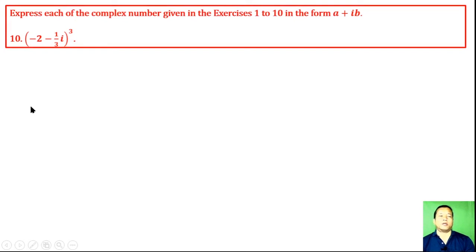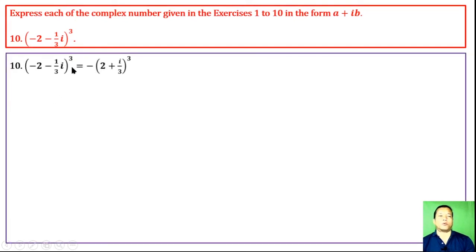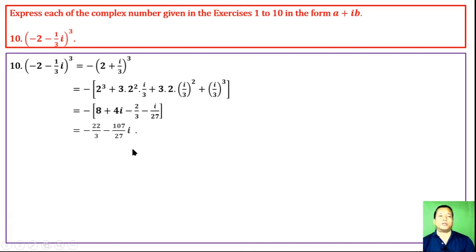For number 10, taking out minus from the power cube, we get minus times of 2 plus i by 3. Expand using the standard formula a plus b whole cube, we get this, and simplify, we get this, which is also in the form of a plus ib.